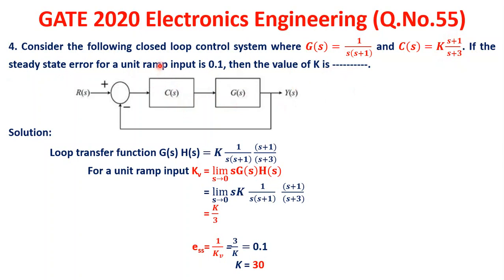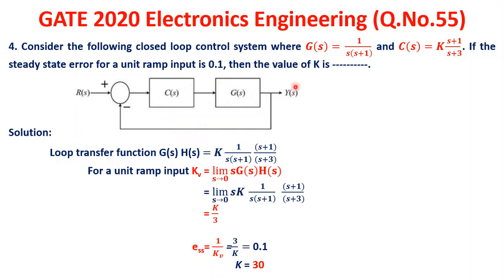Since the problem is straight away steady state error, we can think of the steady state error expression. That's all. We know loop transfer function is g of s into h of s. G of s is whatever is in the forward path. Now the forward path g of s as well as c of s are available.